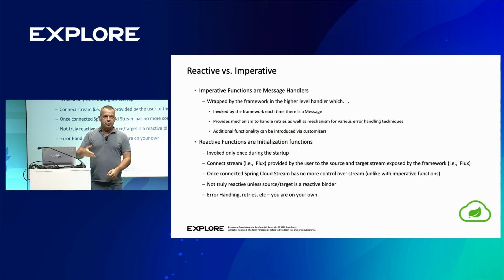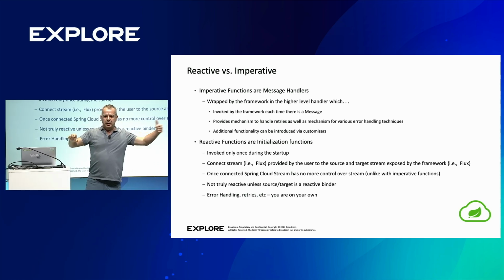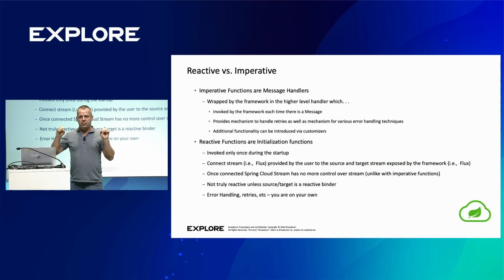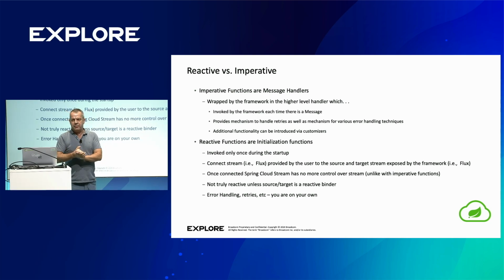The job of the reactive function is to connect the stream that you define within your code with the input and output. Once it's connected, it's almost as if you shut down Spring Cloud Stream. We don't have any control or visibility of what's going on. So when you're talking about features like error handling, retries, as well as observability, there are sections that explain that. So read up on that and make sure you understand there's a fundamental difference between the two functions. So don't expect reactive functions to work the same way as imperative functions.